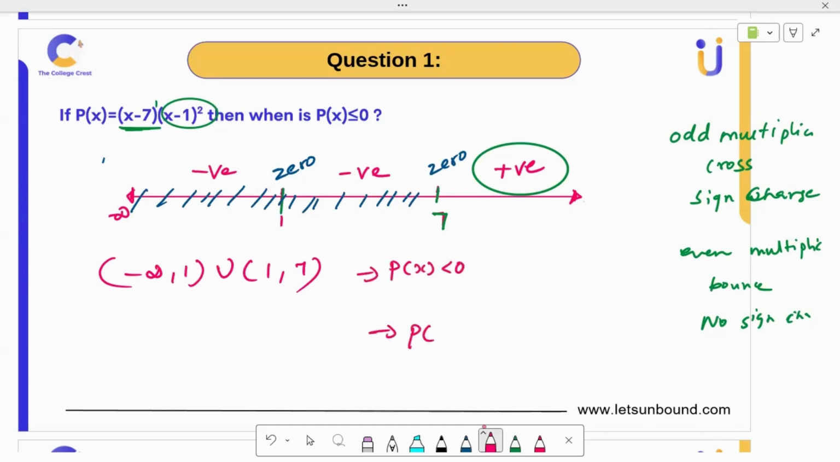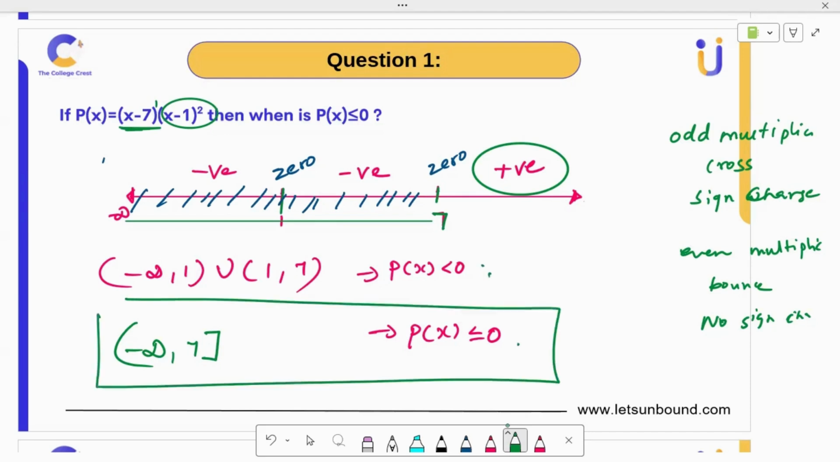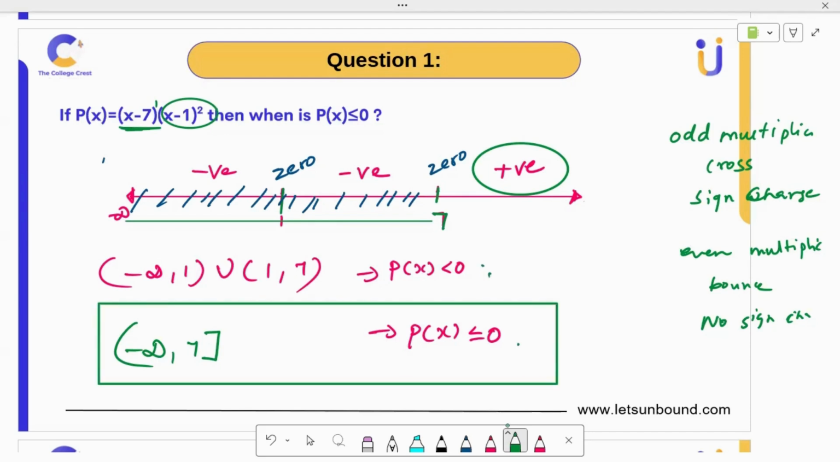So this is for strictly less than 0. Now coming to our problem, p of x less than or equal to 0 means you include the zeros too. So minus infinity to 7, and 7 should be included, meaning this bracket. And 1 comes in between, so it's included. Okay. This is the difference between strict inequality and inequalities involving equality. So this is our answer.